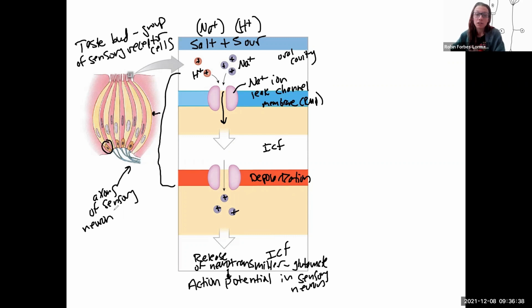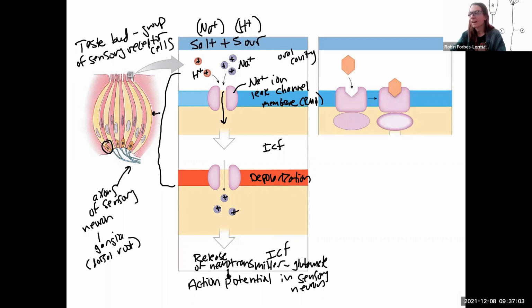Where's the cell body for these guys? It's going to be in a ganglia. What type? A dorsal root ganglia. Because this is sensory we're talking about. Okay, so that is how those ions, salt and sour, are detected. We're going to do the same setup here, but for bitter and sweet and umami. So this is bitter, sweet, and umami.